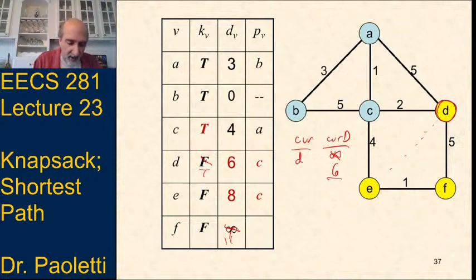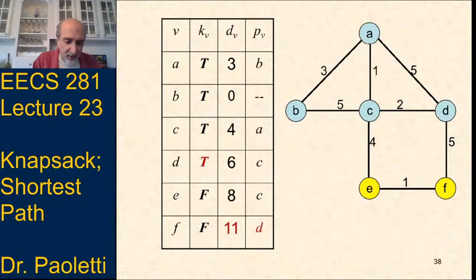So it's 11 if I get there from D. All right, I've updated all the false ones. Go back. We've got to find the smallest false one. So, true, true, true, true. 8 if I go to E next. F is false, but it's not an improvement. So that's my next one.